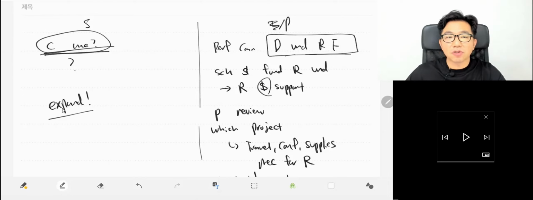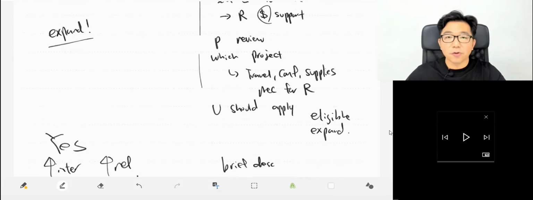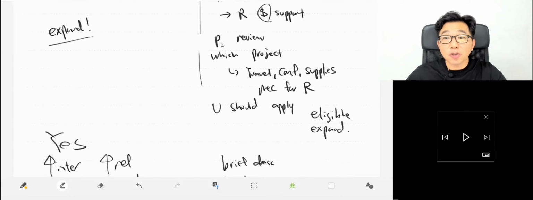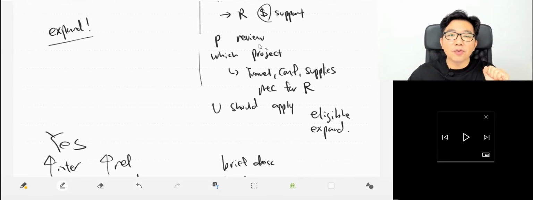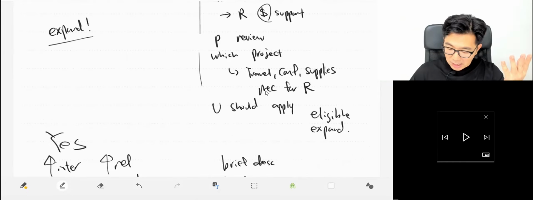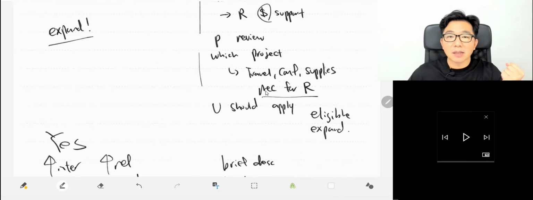So yeah, the student says, yeah, I want to expand my research if possible. Why not, right? So the professor explains, a panel of professors, not this professor, a number of lecturers, review the application and choose which projects to fund, to give money for travel expenses, attending conferences, supplies, any kind of money that is necessary for a research project. They will give money for that, right?